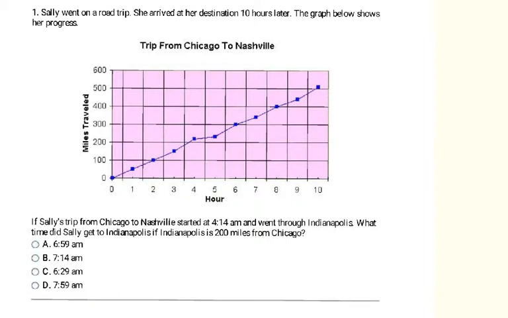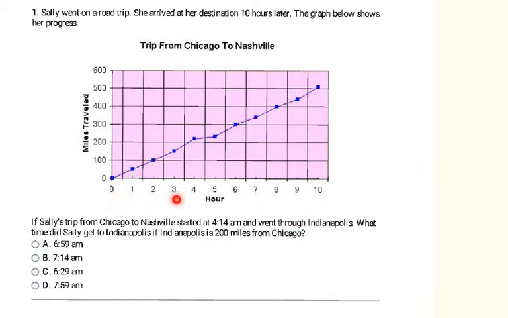So in this example, they give us a line graph. It says Sally went on a road trip. She arrived at her destination 10 hours later. The graph below shows her progress. If Sally's trip from Chicago to Nashville started at 4:14 a.m. and went through Indianapolis, what time did Sally get to Indianapolis if Indianapolis is 200 miles away from Chicago?